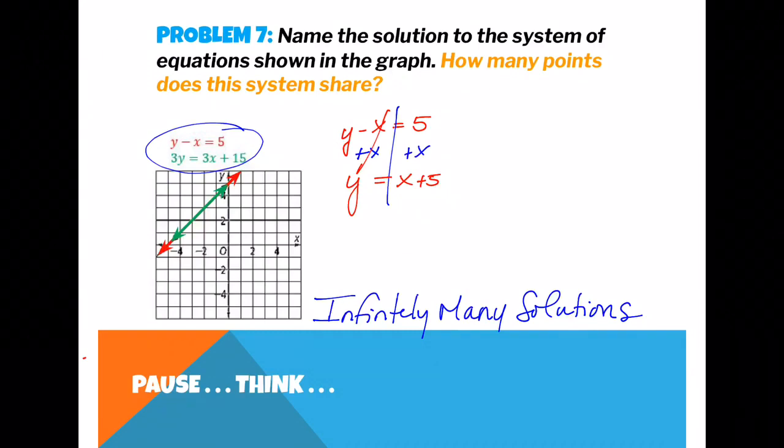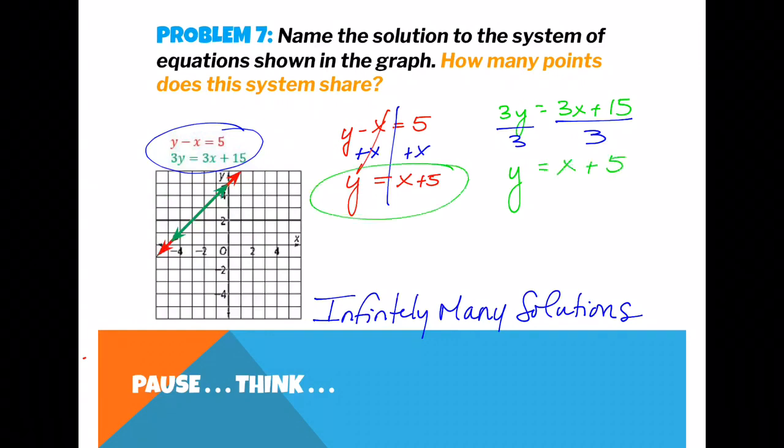All right, for the green line, we have 3y equals 3x plus 15. And I'm going to divide both sides by 3 to get y by itself. So that will leave me with y equals 1x plus 5. So I have y equals x plus 5 and y equals x plus 5. I do, in fact, have the same line lying on top of itself. These are called coinciding lines. You won't need to remember that, but it's good to know.